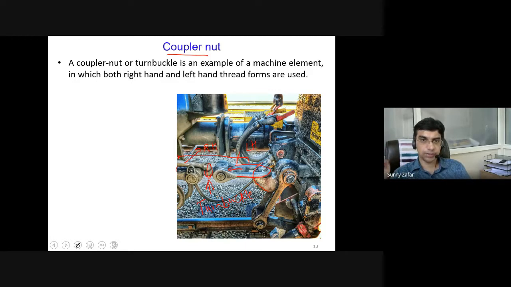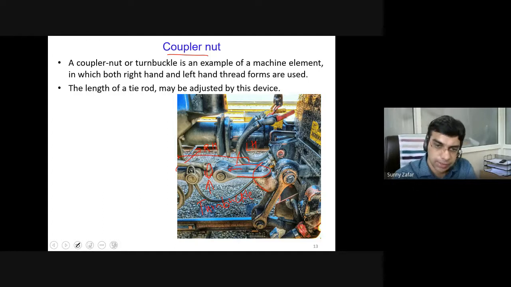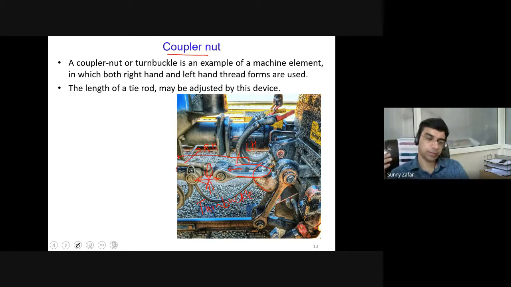So this is beyond the welding process. And then the length of the tie rod. So this tie rod is basically the rod which is connecting both of these. So this length can be adjusted based on how you tighten or untighten it.